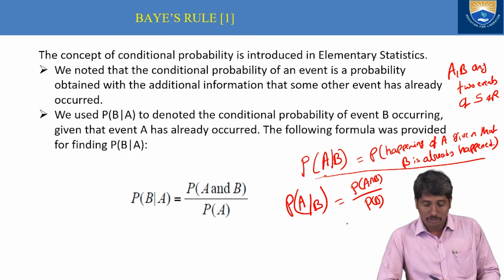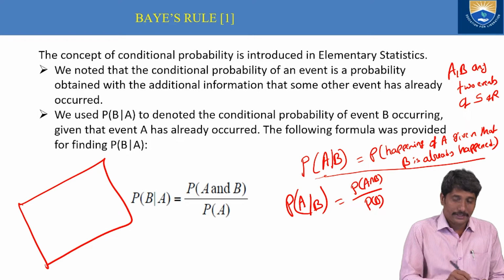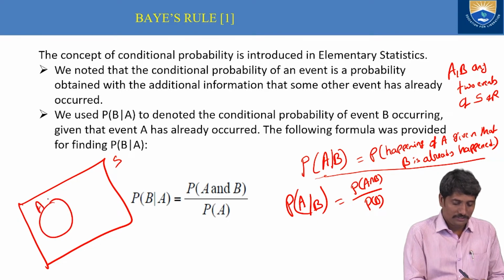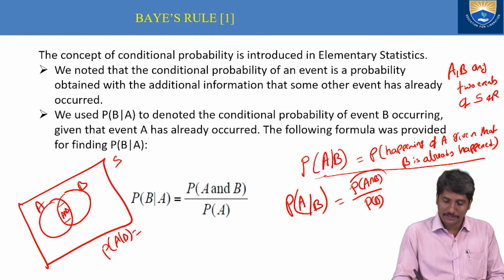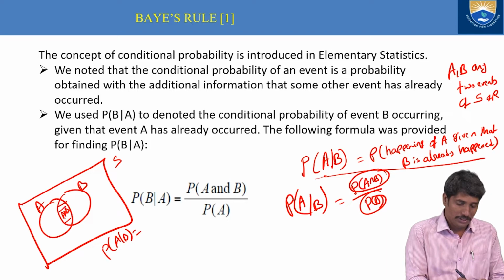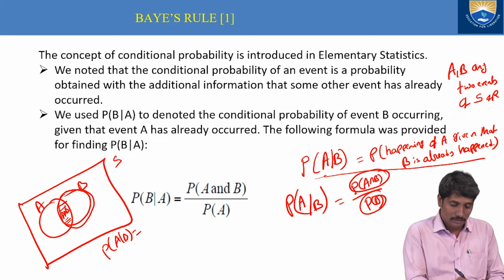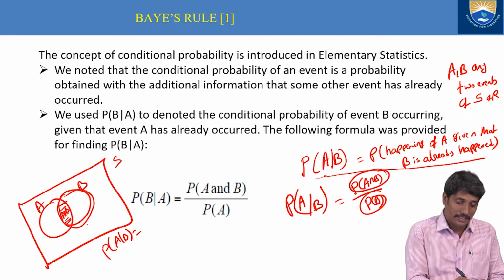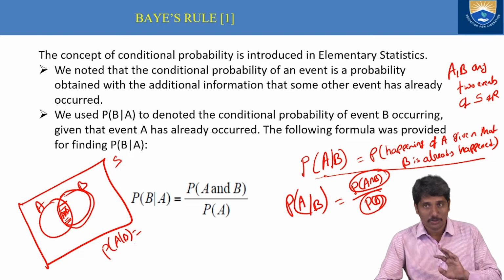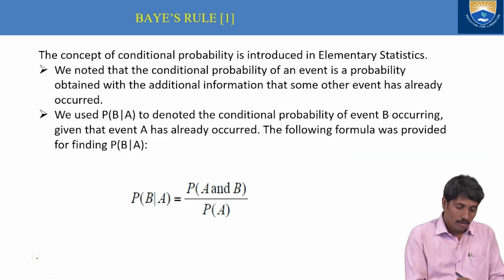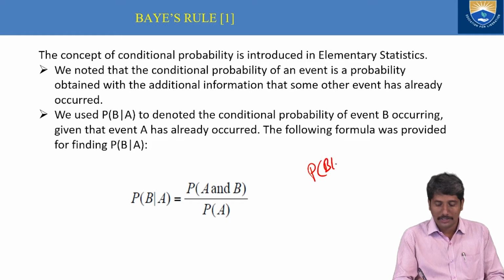Okay. So, if you try to analyze it geometrically, if this represents the sample space S and this represents event A, this represents B, and this common part represents A intersection B, then P of A given B is nothing but P of A intersection B over P of B. That means this shaded area divided by the entire circle area named B. Now, P of B given A can also be understood as P of B intersection A over P of A.